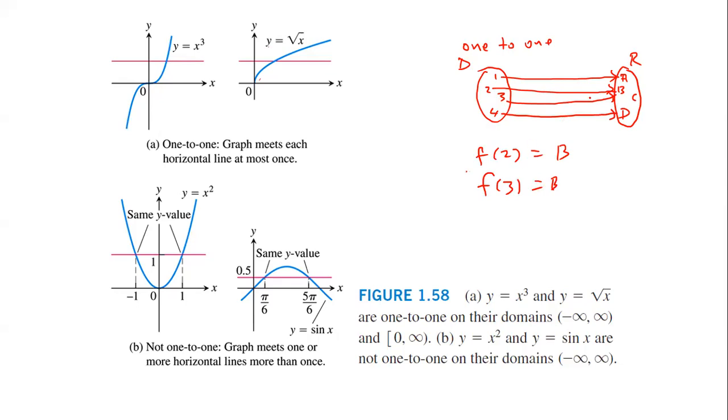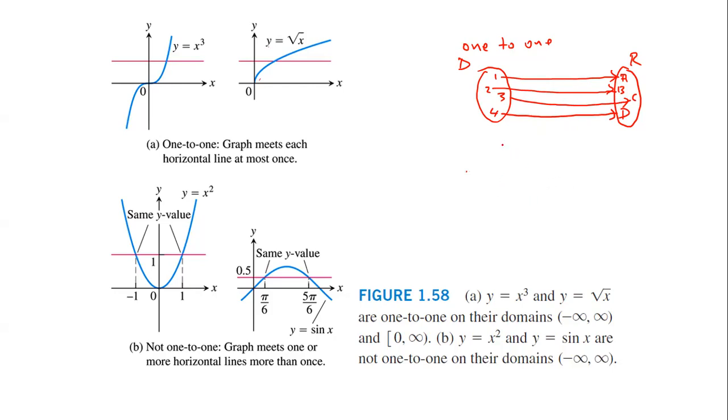One-to-one, that means what? That means 3 is mapped to C, and every value of the domain has its own value in the range. Okay, so this is one-to-one. Okay, Shabab, you understand what one-to-one means?